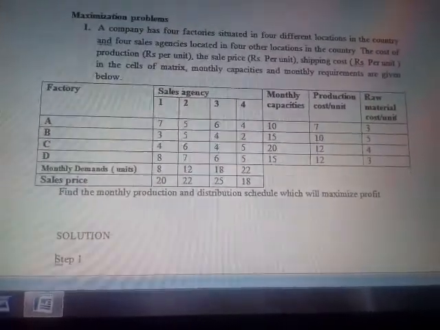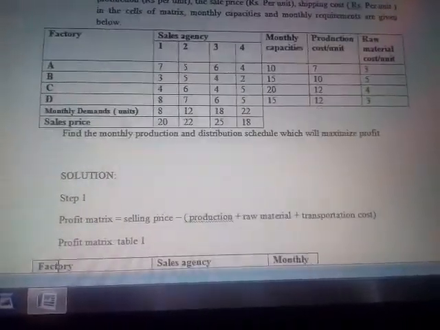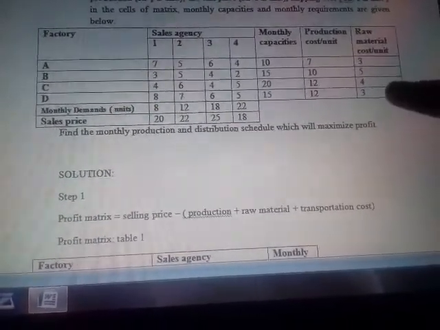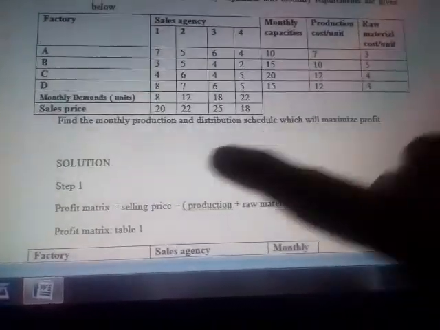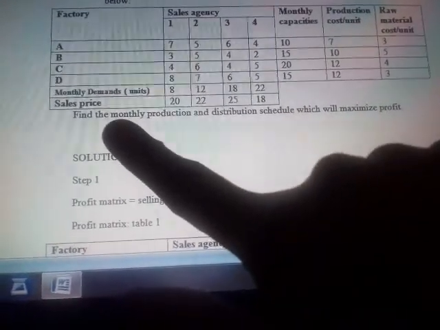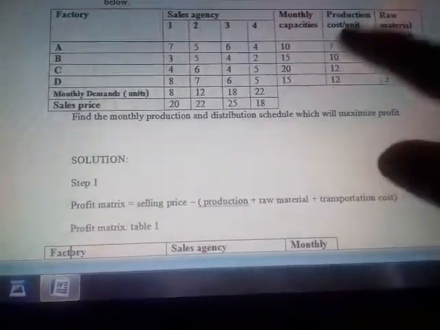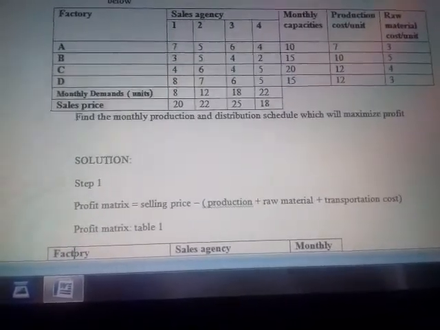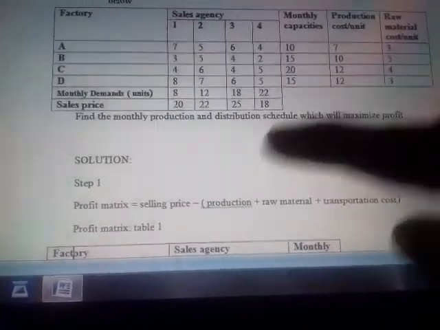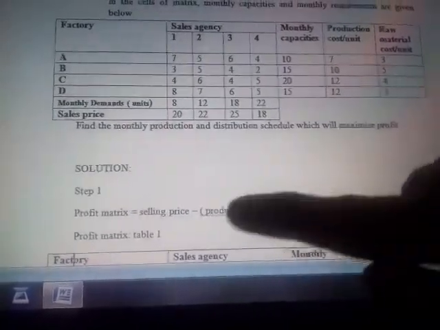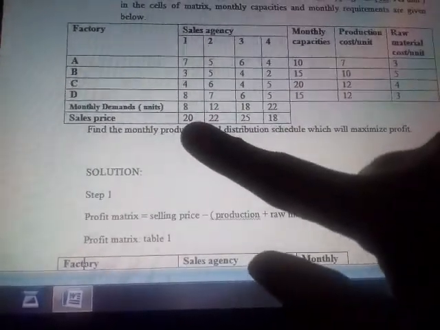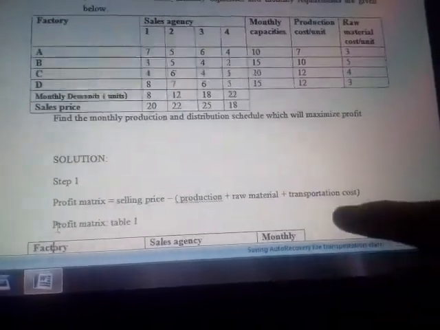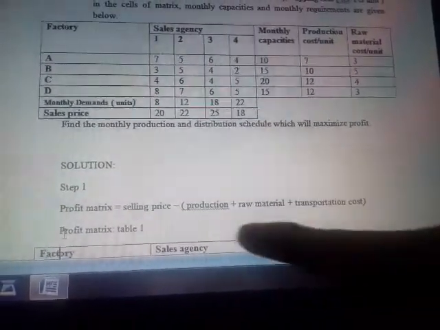The first step, the solution is given here. Okay, first step is they have given production cost and raw material cost, no? So you have to find out the profit matrix. Here the sales price is given, and here it is production cost, raw material cost, and total capacity is given. So first you have to find out the profit matrix. Selling price is 20, minus your production cost, raw material cost, and transportation cost. This one you have to do.